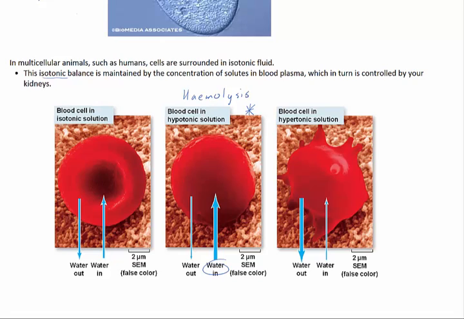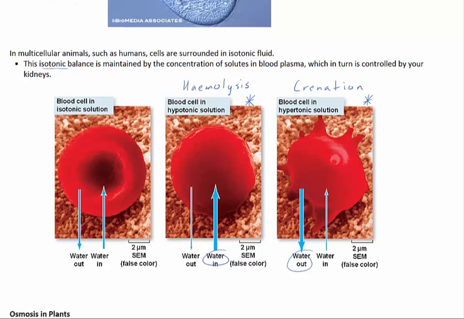Lysis meaning to break. In a hypertonic solution, meaning the salt concentration of the plasma increases, in other words, becomes more salty, water will flow out of the cell faster than it will into the cell, and this can cause some red blood cells to shrivel, called crenation, and they can possibly die from lack of water.